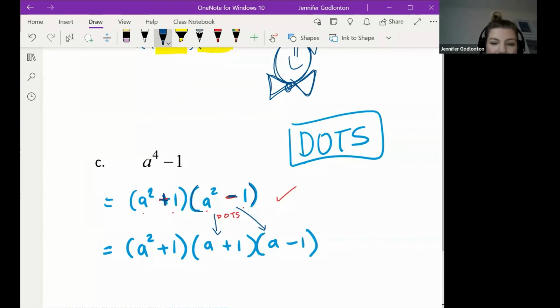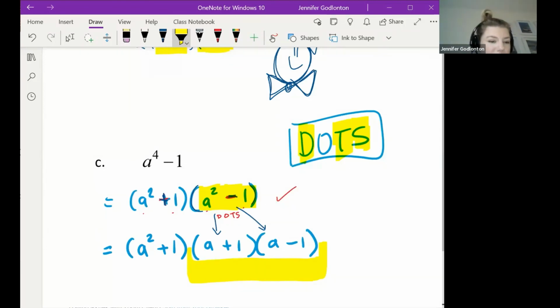So the extra two brackets came because of difference of two squares, they're both squares, which means I can do dots from that bracket. So that bracket became these two brackets because I was doing difference of two squares. Exactly, you did dots twice. You did dots here, and then you did dots again here, but we could only do dots on the one bracket here.